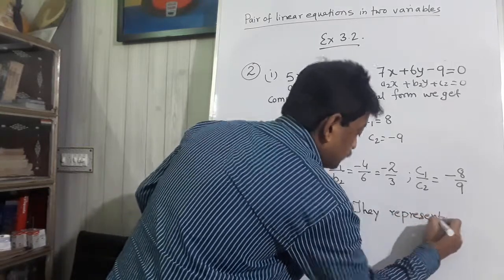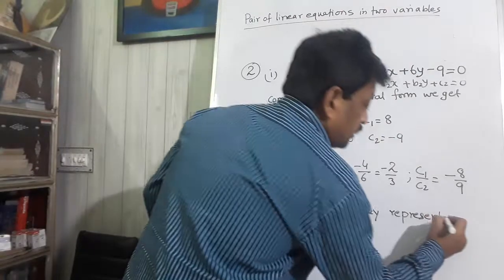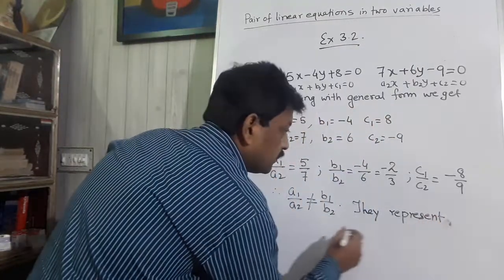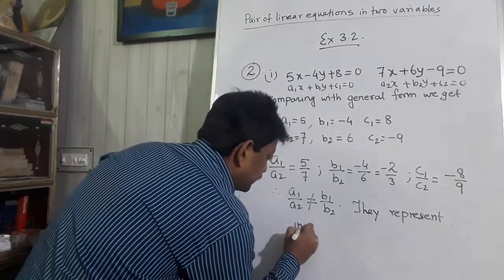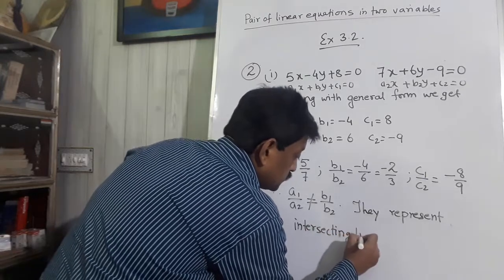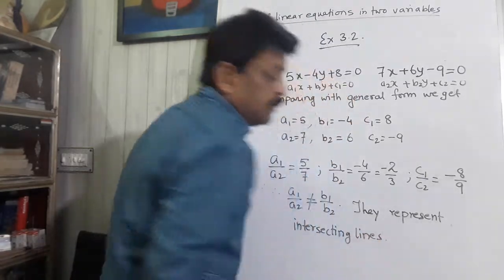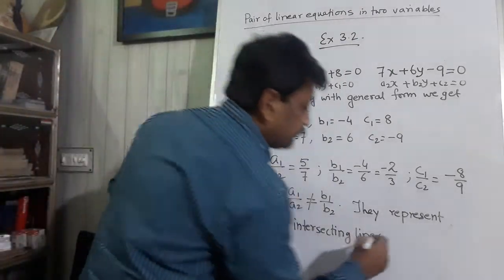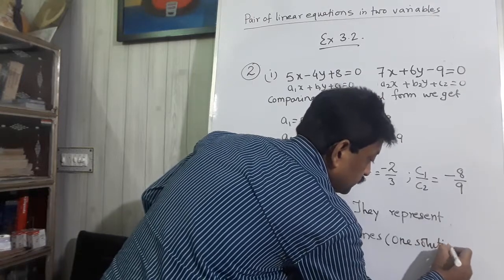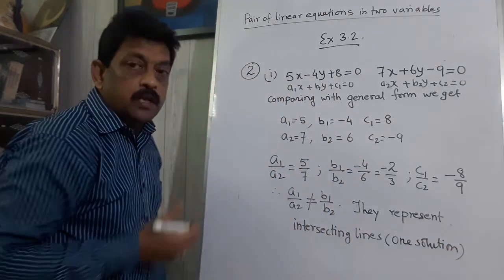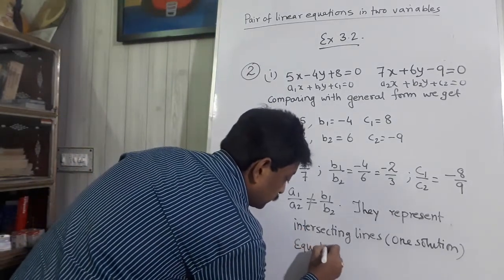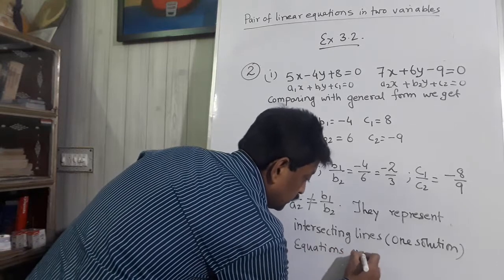Here the pair of equations represents intersecting lines, having only one solution or a unique solution, and the equations are consistent.